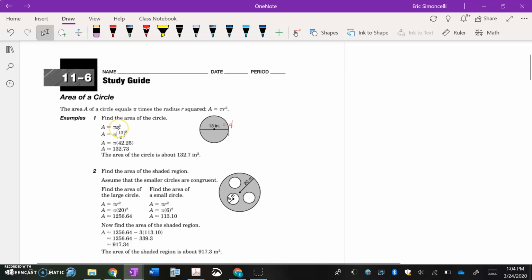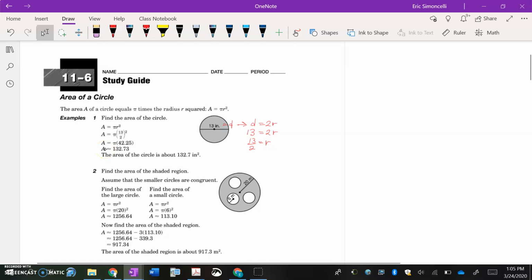In this case, because r can be calculated by dividing both sides of this equation by 2, dividing 13 by 2 lends itself to that particular radius. So 13 over 2 is the radius, 13 halves. Plug it into the formula, A equals pi r squared. So you have pi times the quantity 13 halves squared.